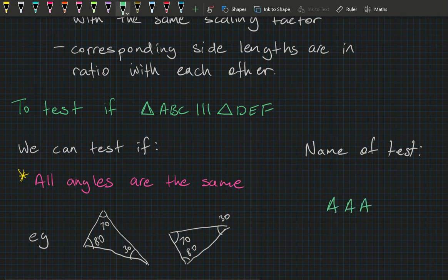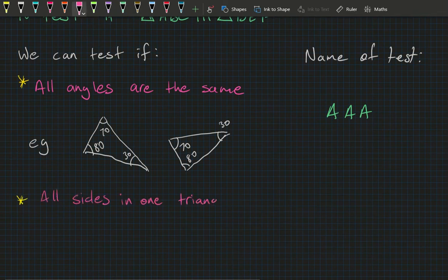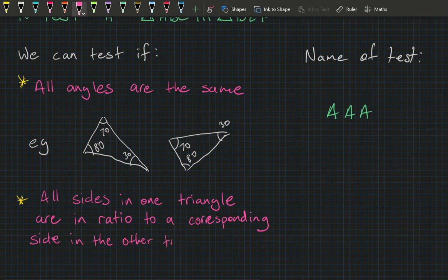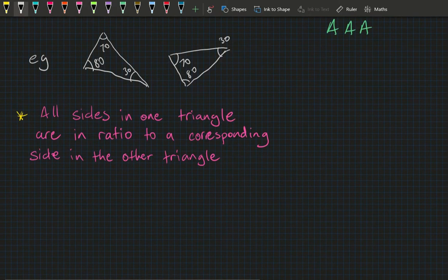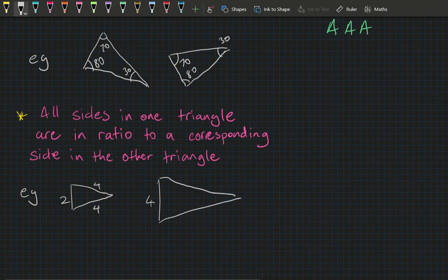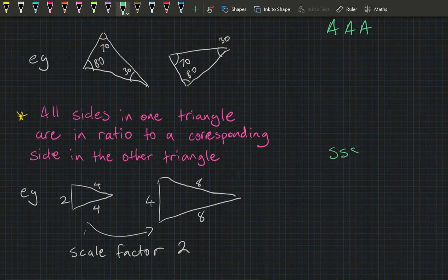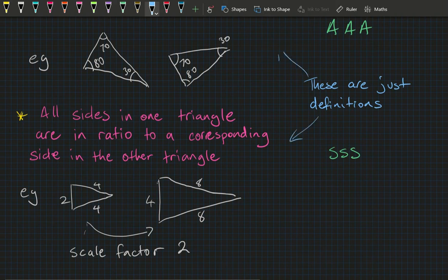We could also test if all sides in one triangle are in ratio to a corresponding side in the other triangle. So for example, this triangle has sides 2, 4 and 4, and by a scale factor of 2, this other triangle has sides 4, 8 and 8. And the name of this test is side, side, side, or SSS. It's worth pointing out that the first two tests here are really just definitions of similarity.